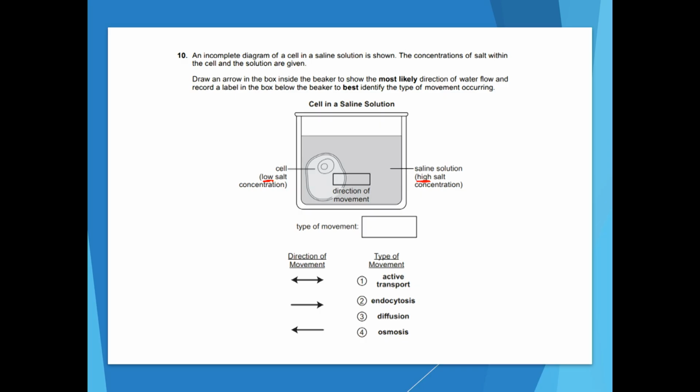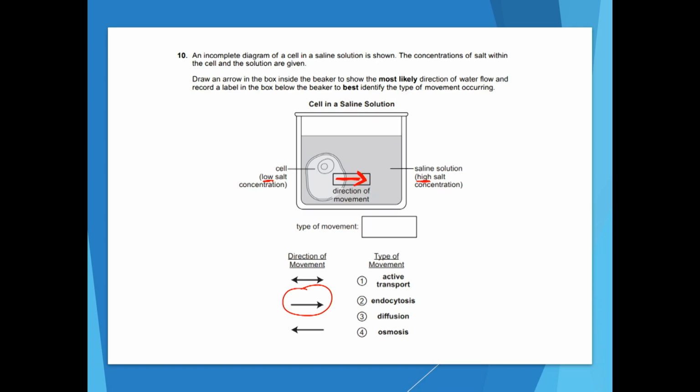Well, remember that water always moves towards high solute, and so that means more water is going to move out than moves in. So I'm going to draw a big arrow pointing out to let us know a lot of water is moving out. Okay, great. So it would be this one then.